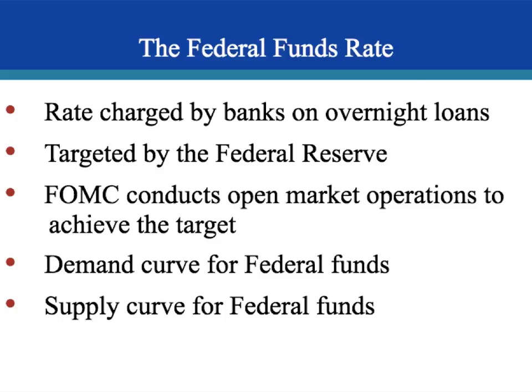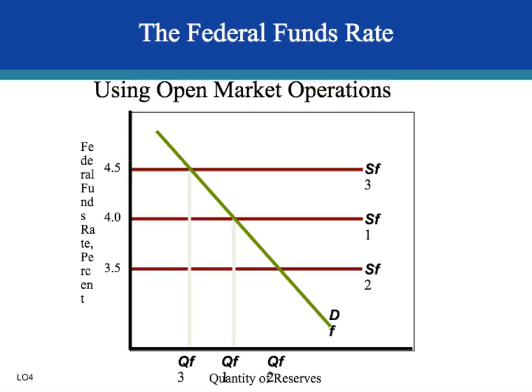And where the demand curve for federal funds intersects the supply curve for federal funds, that is where the federal funds rate is determined. The demand for federal funds is downward sloping, because the lower the interest rate is, the higher the quantity of federal funds that a bank will demand, since they're paying a lower price to borrow that money.